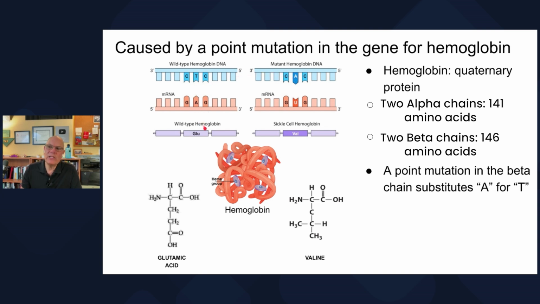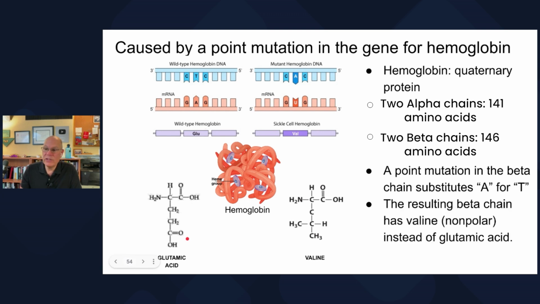Because DNA makes RNA makes protein. And this mutation changes the amino acid. Instead of glutamic acid, which is an acid, we have valine, which is non-polar. So that's the molecular cause of sickle cell anemia. Now, what's the big deal? You have this valine instead of glutamic acid.